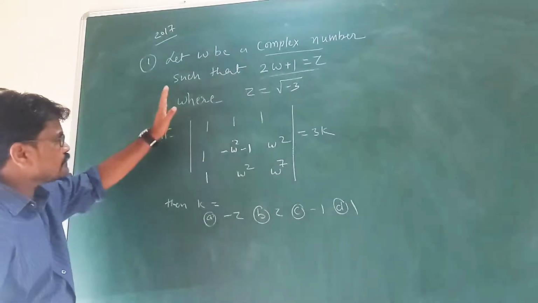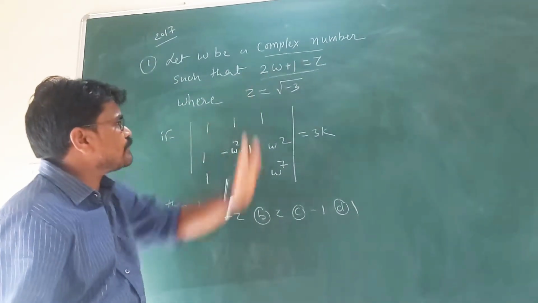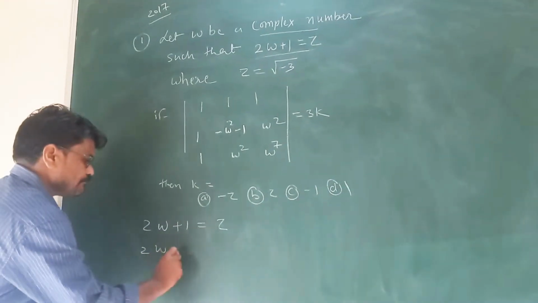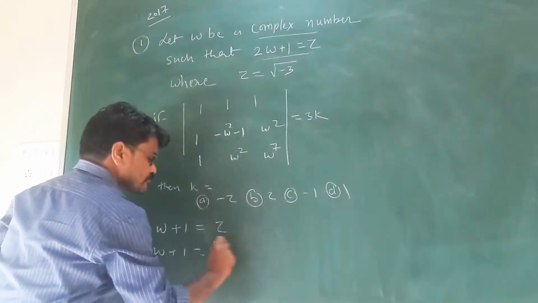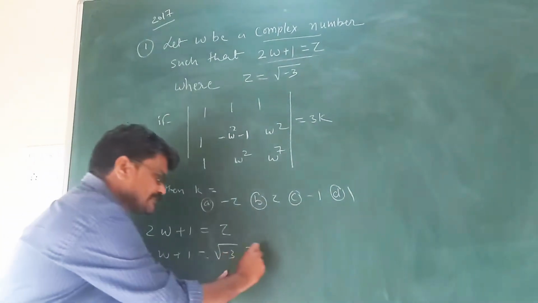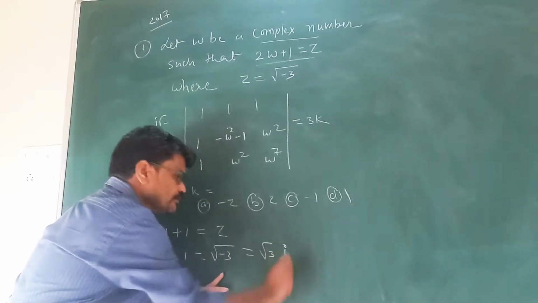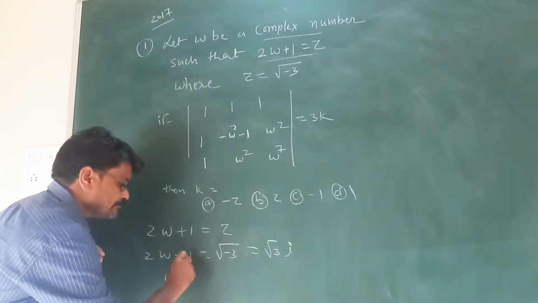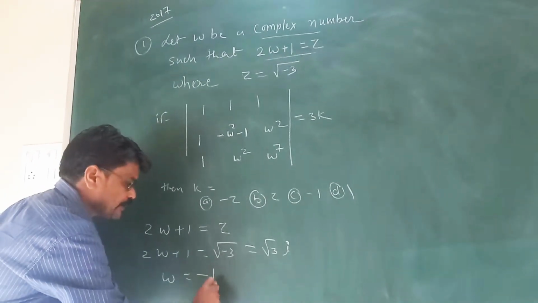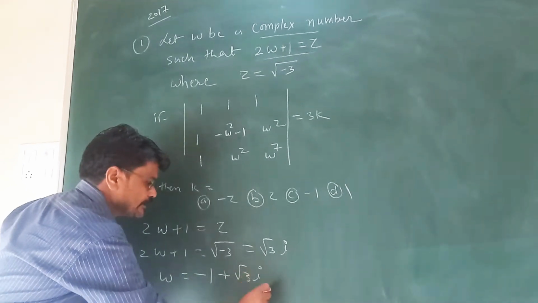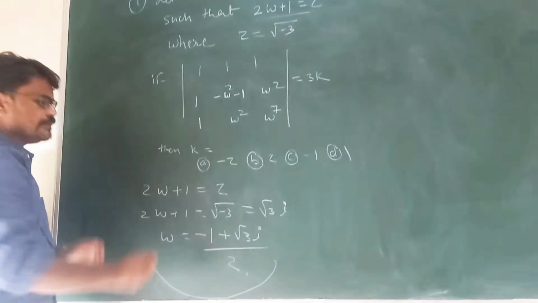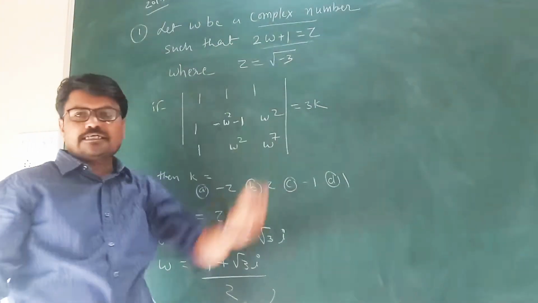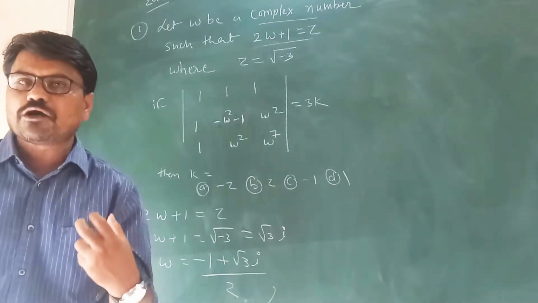So first of all, let's see: 2 omega plus 1 equal to z. So 2 omega plus 1 equal to, what is z? Square root of minus 3, which is nothing but root 3 iota. Correct? And hence omega, with plus 1 going to this side, becomes minus 1 plus root 3 iota divided by 2. And from here, we know that this omega, which is a complex number satisfying this condition, is nothing but a cube root of unity.